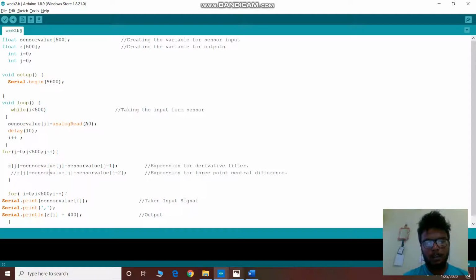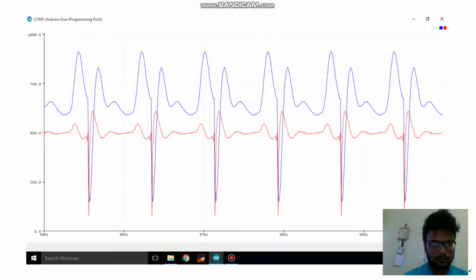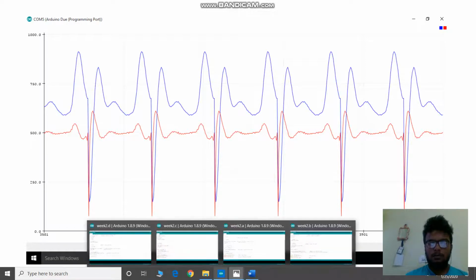So implementing the code, the output will look like this. This is the input signal, and we can clearly see in the output signal we are getting the emphasized portions.